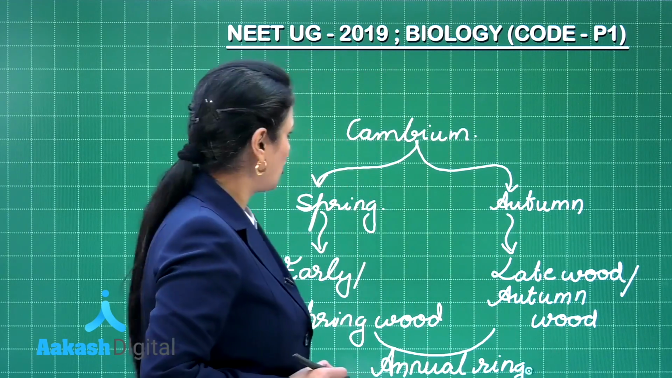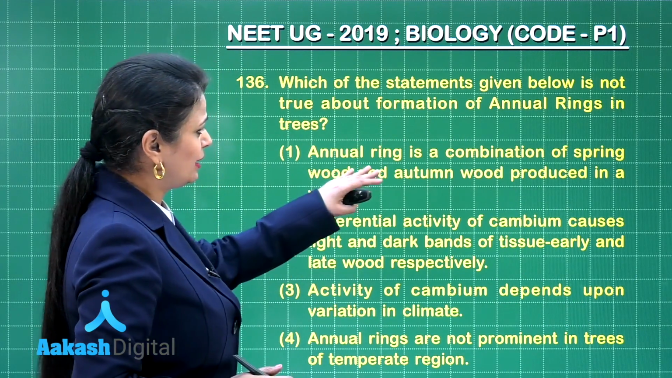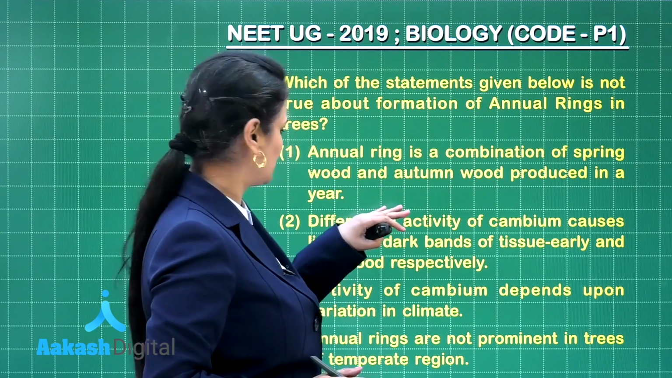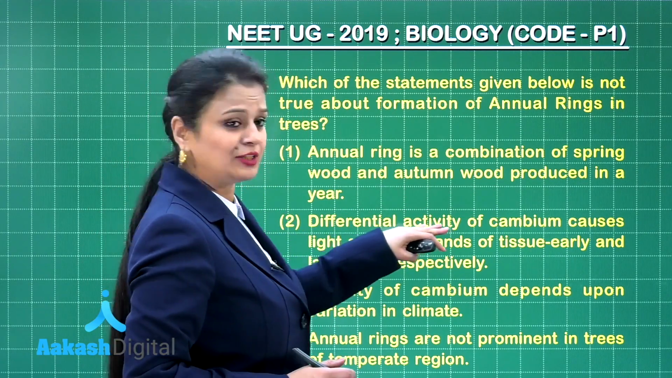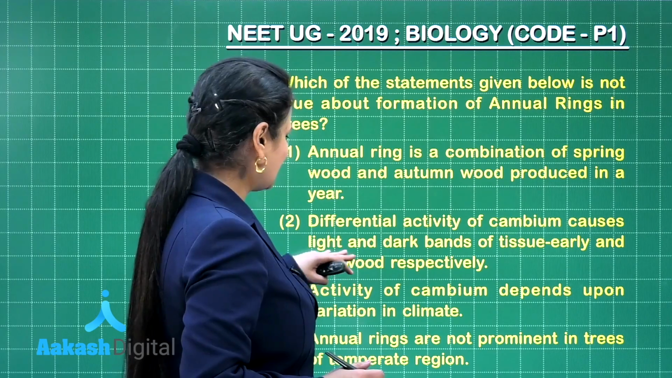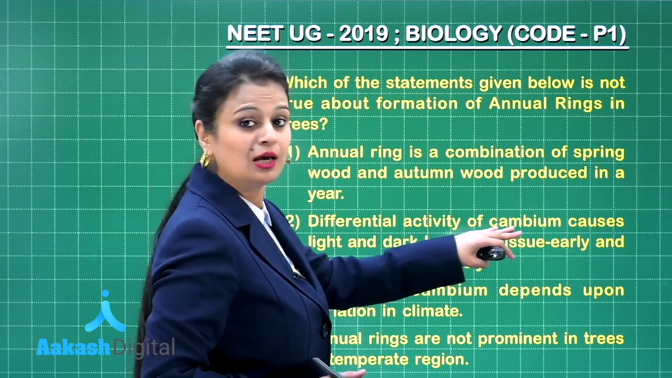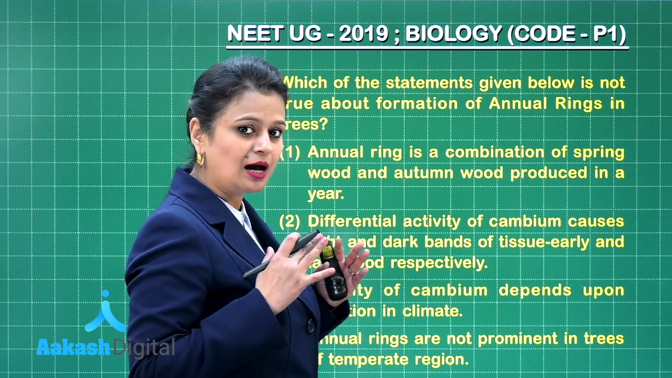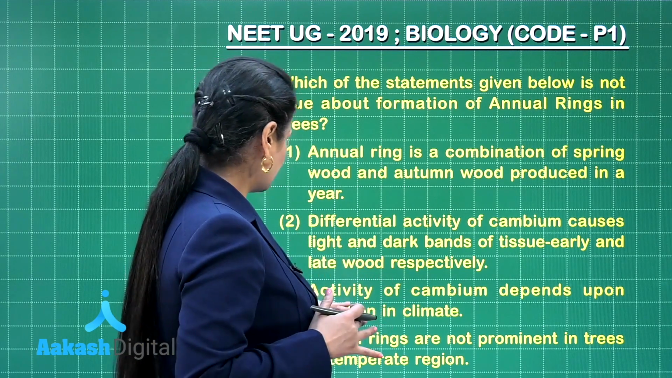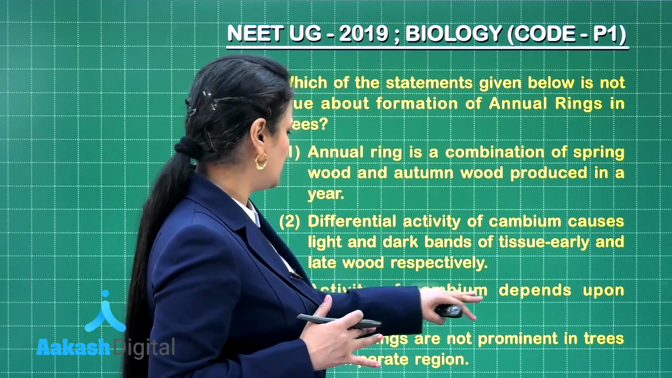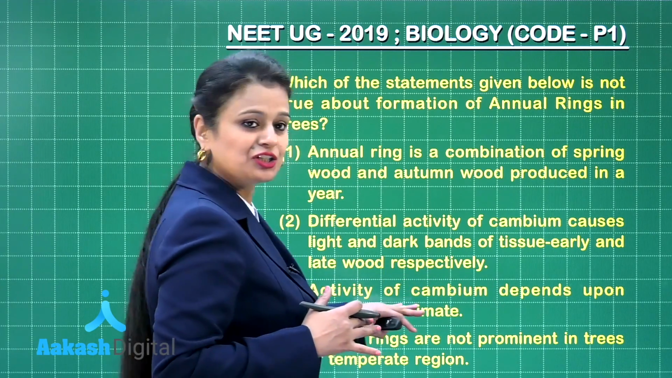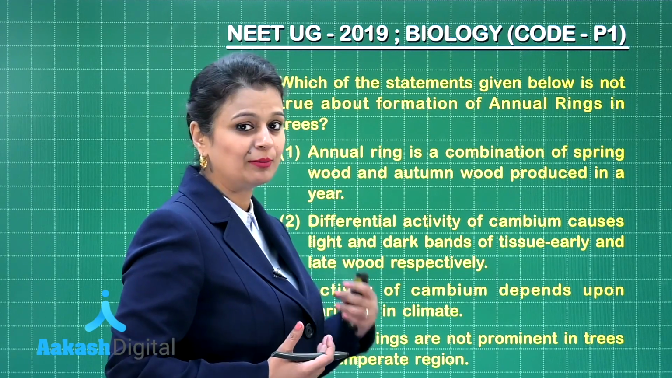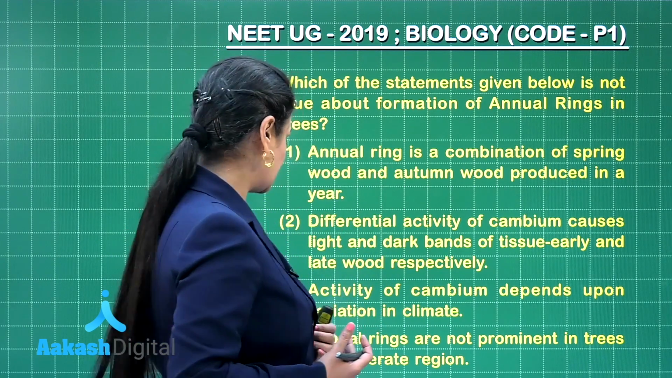Yes, so now we can look at the options. Annual ring is a combination of spring wood and autumn wood produced in a year. That's right. Differential activity of cambium causes light and dark bands of tissues. Early and late wood. Light band is for early wood and dark is for late wood. Activity of cambium depends upon variation in temperature. Yes, with respect to season, activity of cambium decreases or increases.